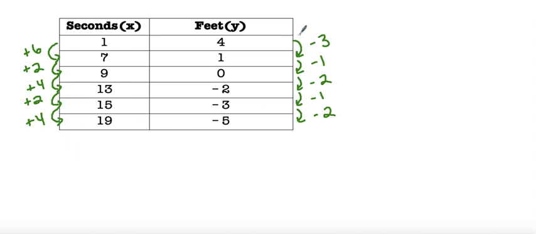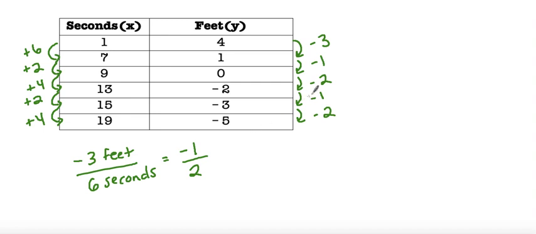So let's see, from 4 to 1, it decreased 3 feet in 6 seconds, which we can simplify. We could divide them both by 3, which equals -1 foot over 6 divided by 3 is 2. And then if we look here, from 1 to 0, it decreases 1 over 2, which is the simplified form of this rate. And then here we have -2 over 4, which is the same thing as -1 over 2. So our rate in this case is -1 over 2.